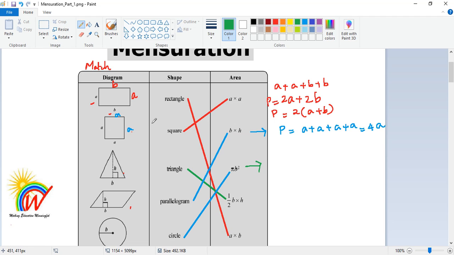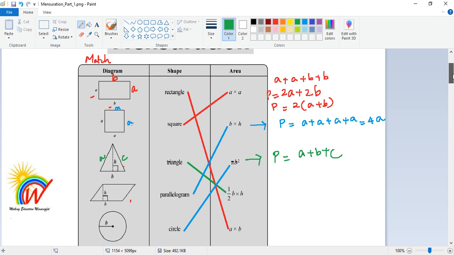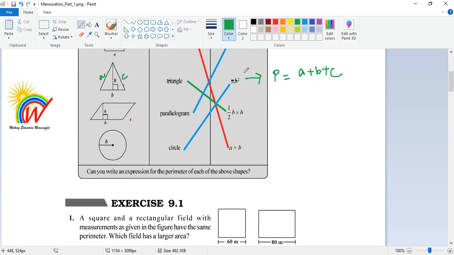In a triangle you have to see, let's say this side is A and this is C. You just have to add all the three sides. So it's going to be A plus B plus C. That's it. Here height is of no use to us. We don't use the height over here.